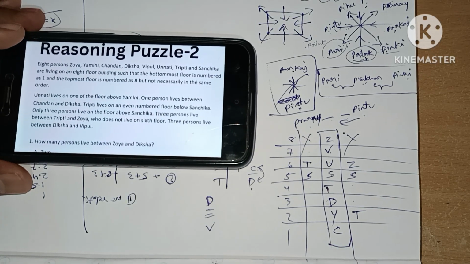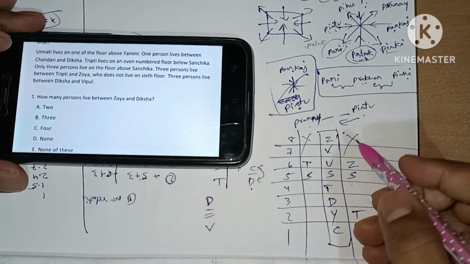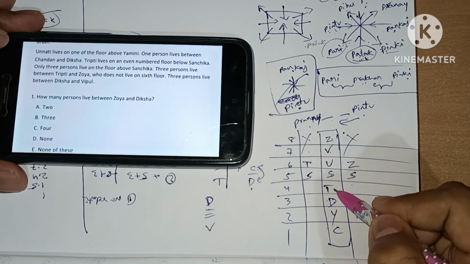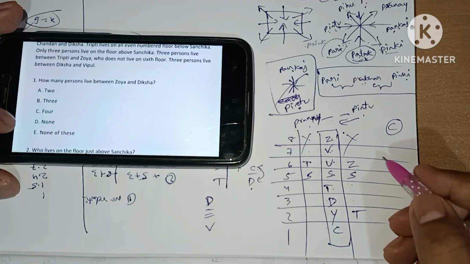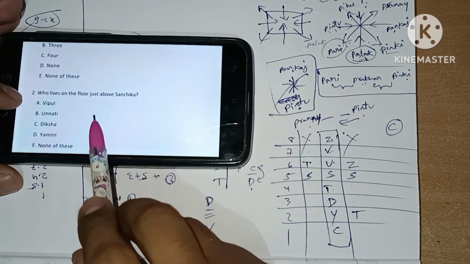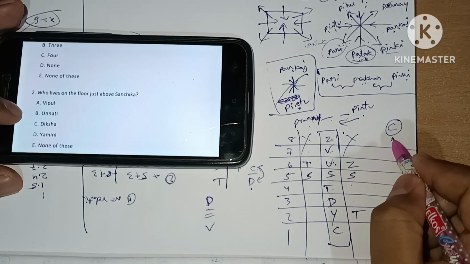Let's see the questions that are asked. How many persons live between Joya and Diksha? This is Joya and this is Diksha: 1, 2, 3, 4. Option C is our answer. Next, who lives on the floor just above Sanchika? Just above Sanchika is Unnati. So option B.